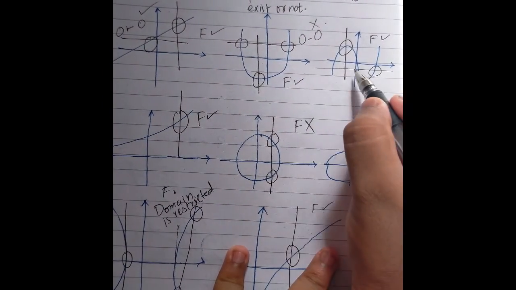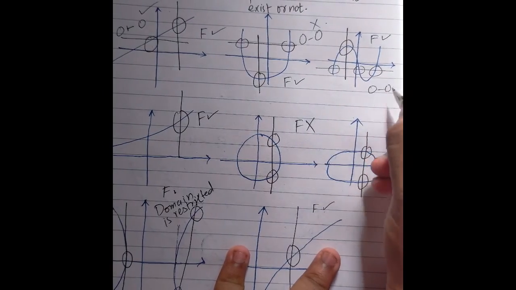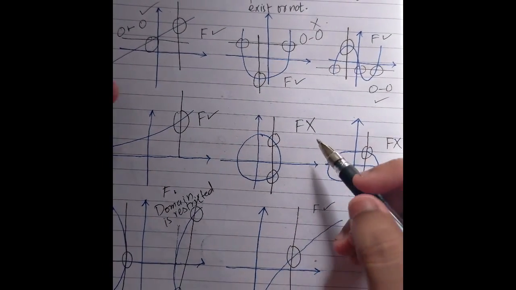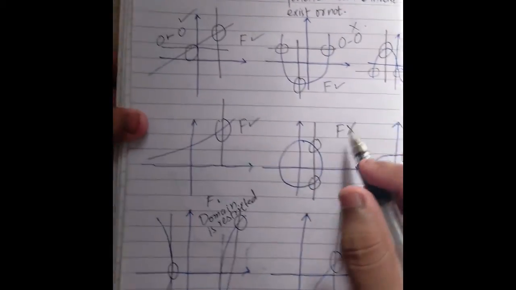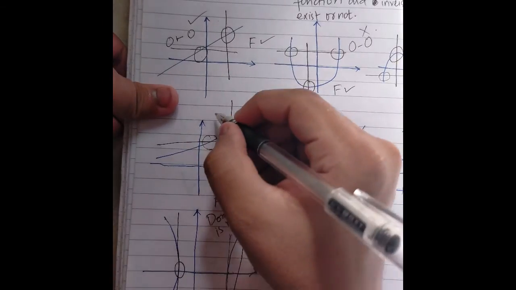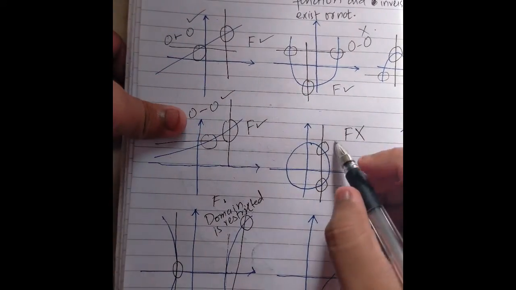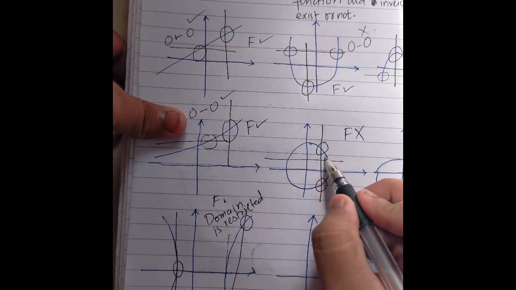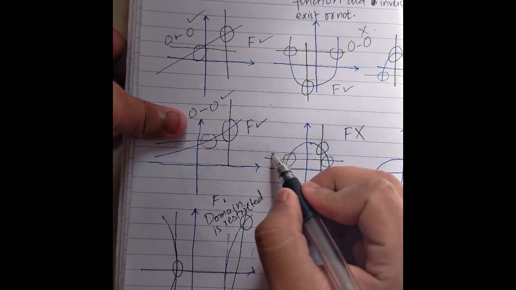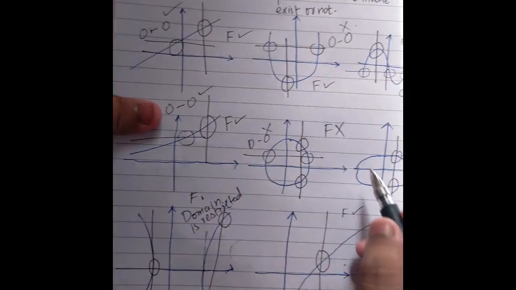This is not a one-to-one function. The horizontal line cuts in three places. Yes, the exponential function is a one-to-one function. This is neither a function, nor a one-to-one function. So this is not a one-to-one function.